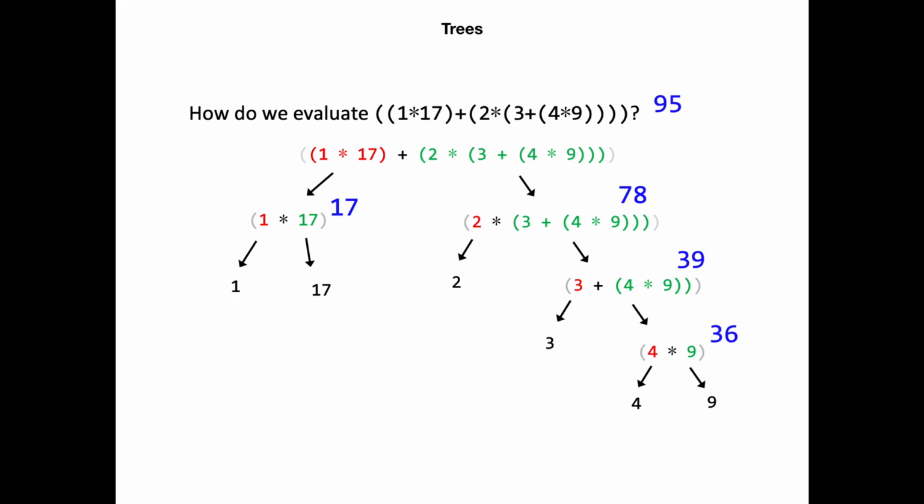We can do that with different kinds of problems. So in evaluate, the problem that we did in the lab, you saw a problem like this. What we did was we took one element, the big string that you see at the top, and we divided that into two parts. So we branched off into two parts. One part, say, is the red side, 1 times 17, and the other side is 2 times 3 plus 4 times 9, which is the green part.